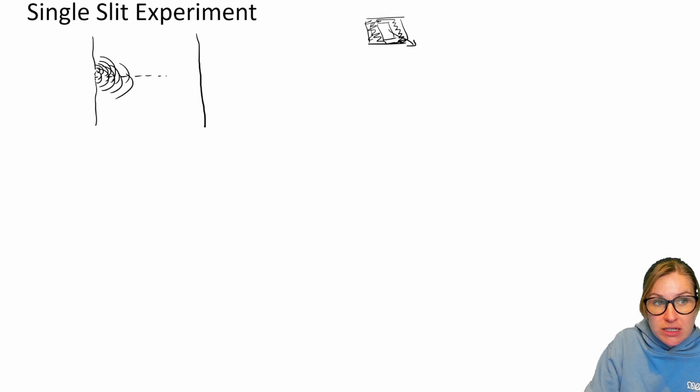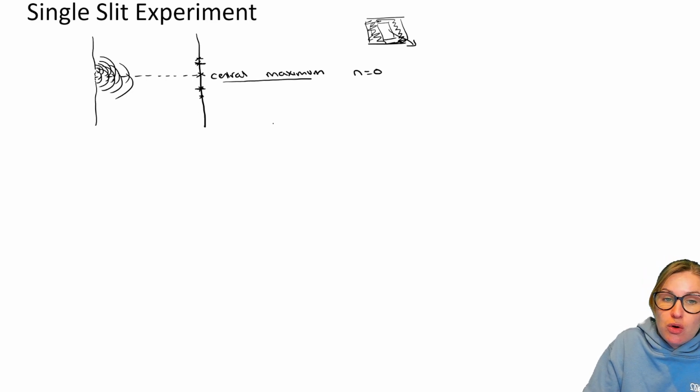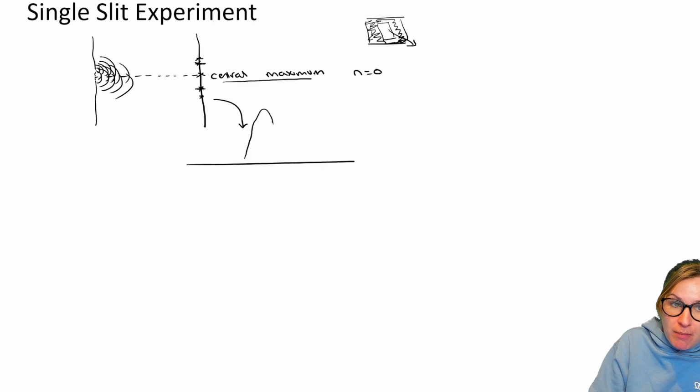At the midpoint, we're always going to get that central maximum because all points have traveled the same distance. Remember, that central maximum from our last video is n equals 0. Then we get our bright fringes on either side. However, the difference now is that the central maximum has a different width from the others. When I draw the pattern on my screen, the central maximum is going to be much wider than the outer ones.